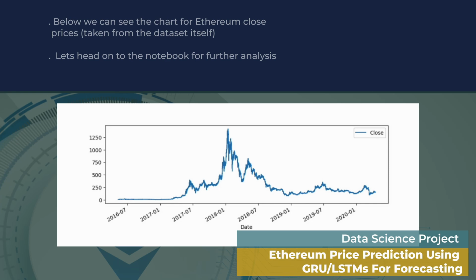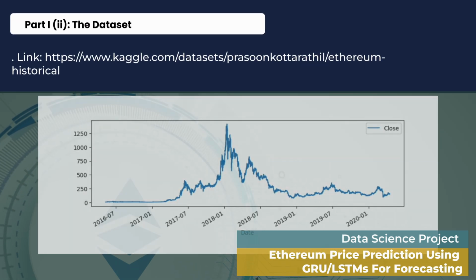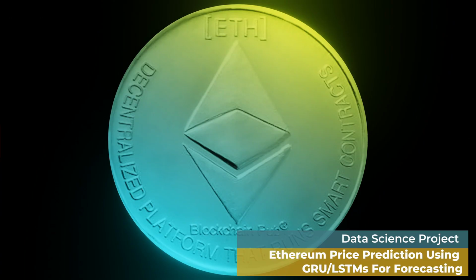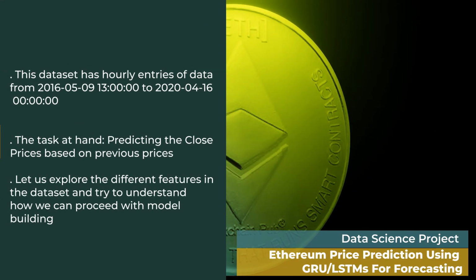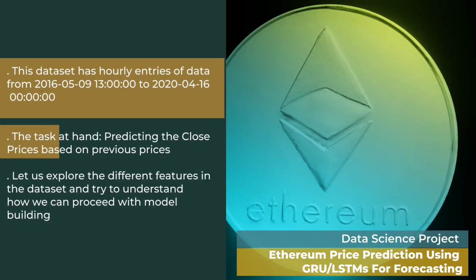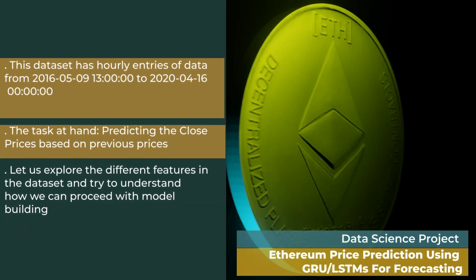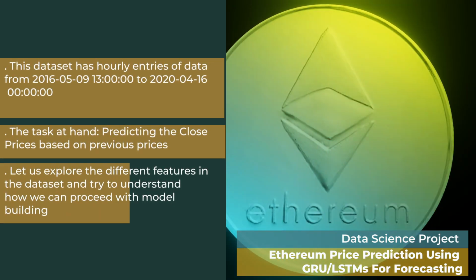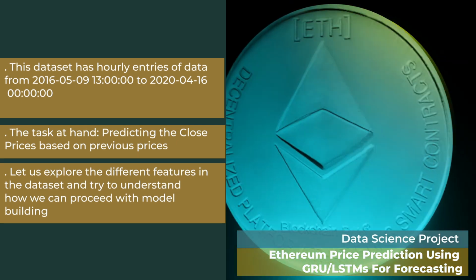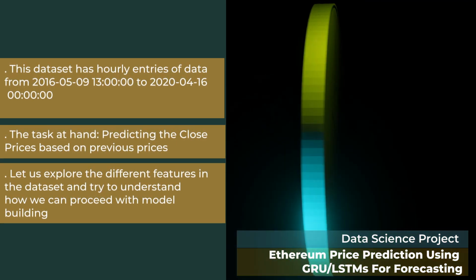Let us look at the dataset. The dataset can be found on Kaggle. The link is provided. This dataset has hourly entries of data from May of 2016 to April of 2020. The task at hand is to predict the close prices based on previous prices. Let us explore the different features in the dataset and try to understand how we can proceed with model building.